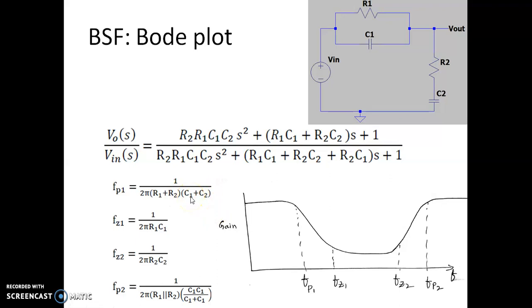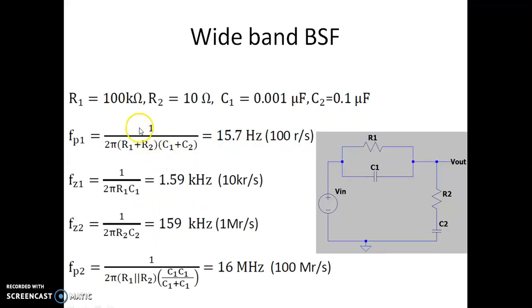It's not the series combination, it's actually C1 plus C2. You need to substitute the values of C1, C2 as they are, R1, R2 as they are, in the equation. Upon doing this, by taking these values of R1, R2, we get the first pole at almost 16 Hertz. The first zero is at 1.59 kilohertz. The second zero is at 159 kilohertz. The second pole is at 16 megahertz. So this is the location of poles and zeros.